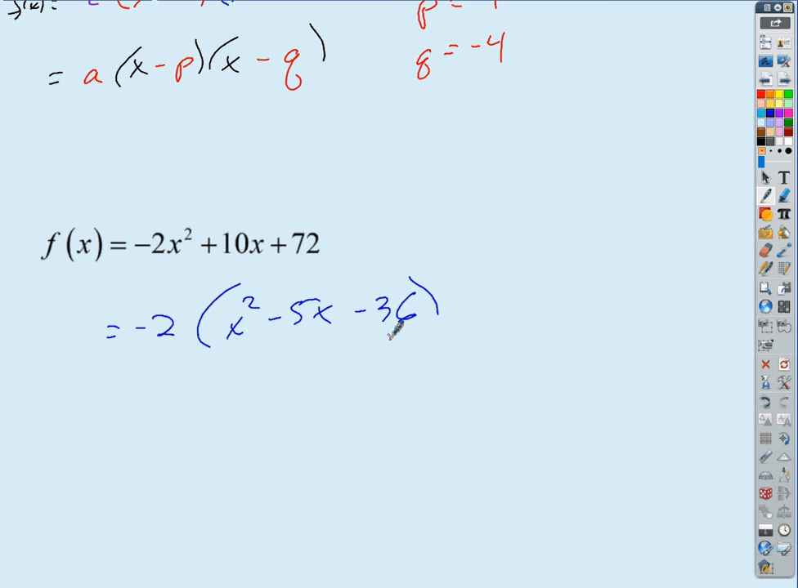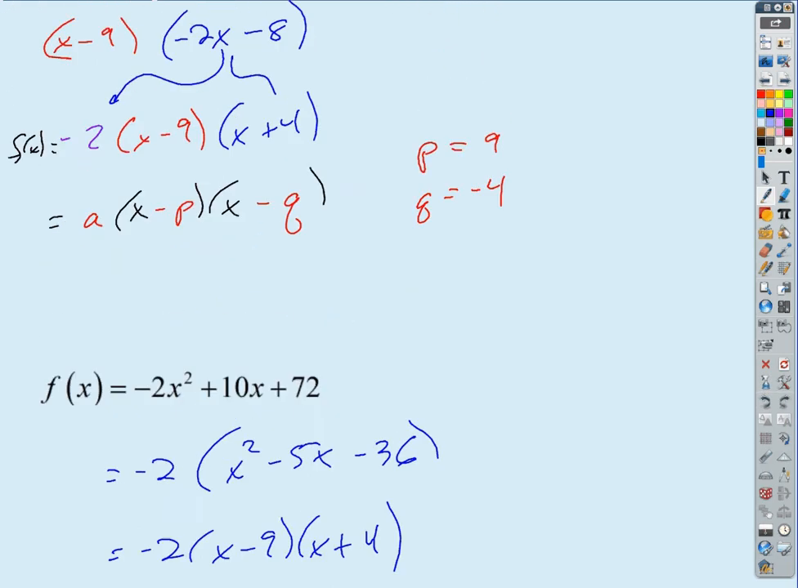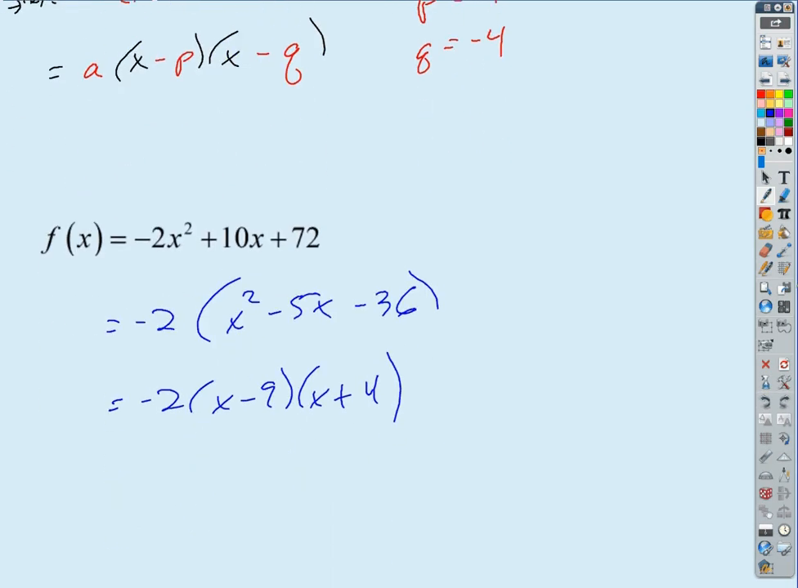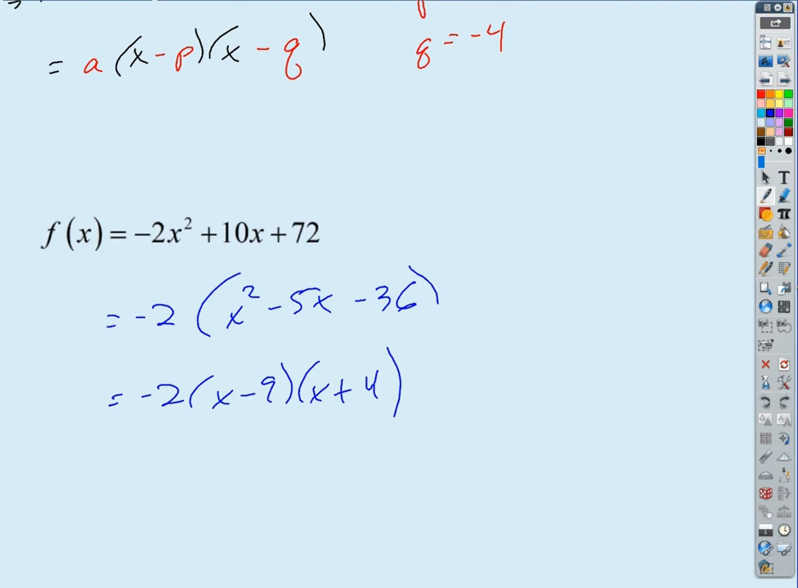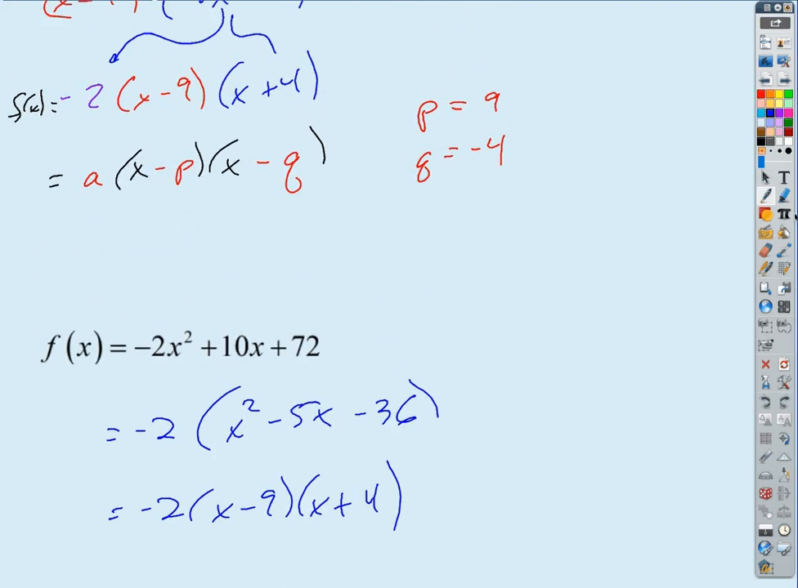What are magic numbers that multiply to negative 36 and add to negative 5? Negative 9, positive 4, sorry, 4, not 5. Yeah, 4 makes it work. There we go, right? Make sense? It would have been a lot quicker, right? So there's the reason we always try to factor out a greatest common factor first.